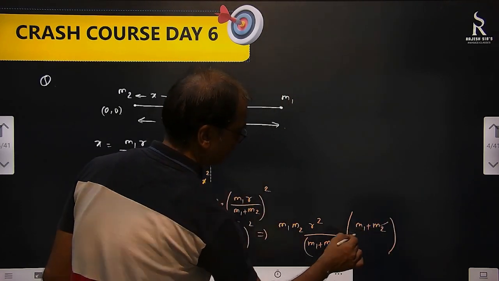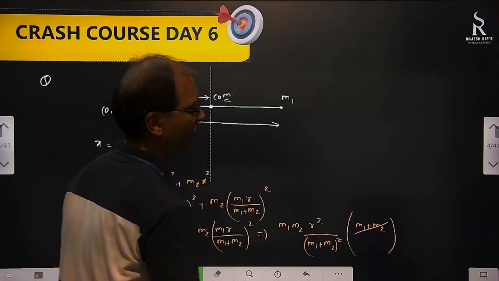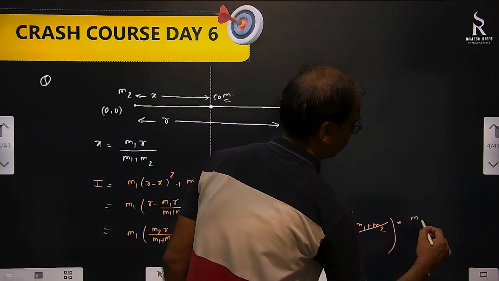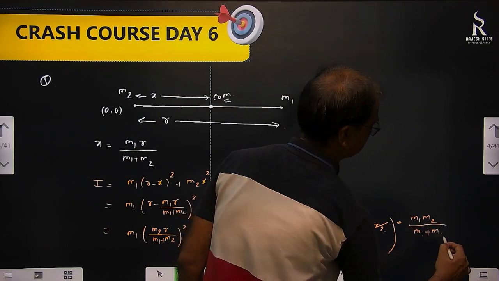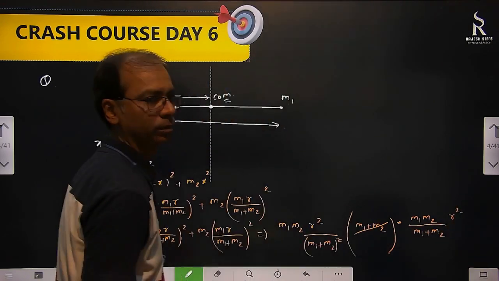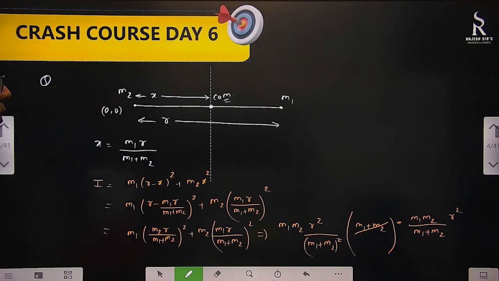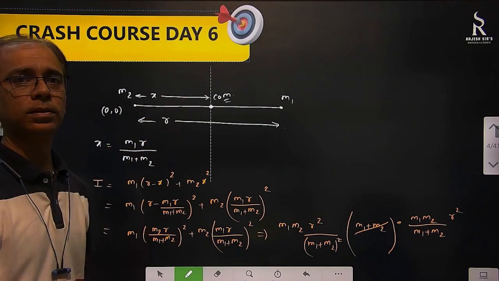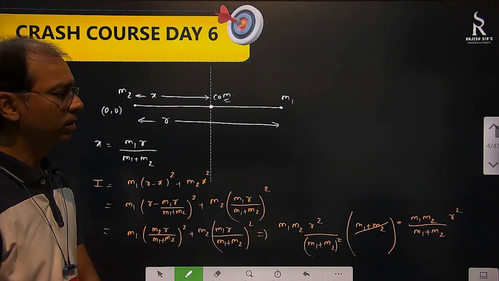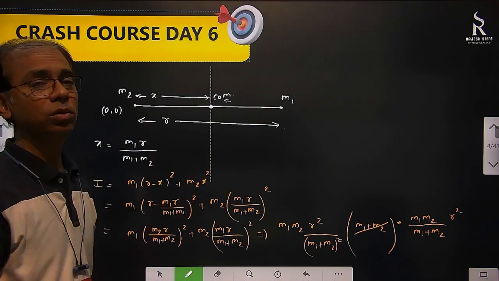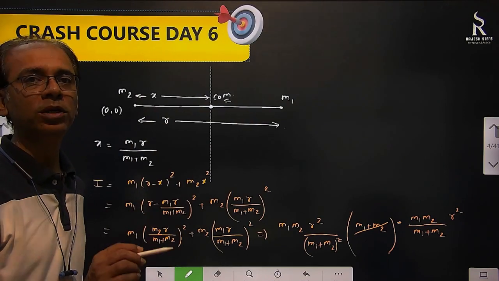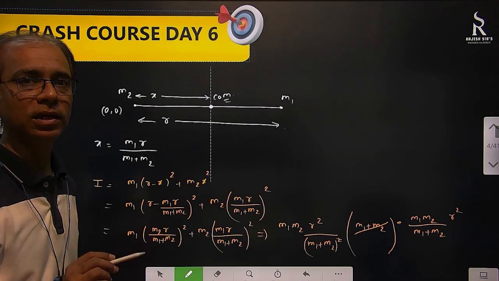Okay, so this one and this one gets cancelled. So what we are getting? We are getting m1 m2 by m1 plus m2 into r square. This is moment of inertia about center of mass. m1 m2 by m1 plus m2 r square, and this is the least moment of inertia of these two particles. Okay, moment of inertia about center of mass is least. Remember that.